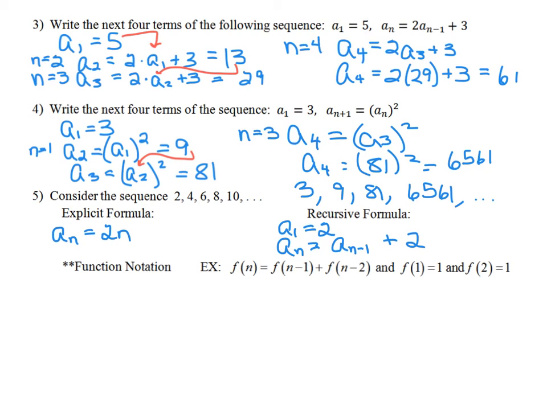For our last example, I want to show you that we can also use function notation to find sequences. So I've got f of n. f of n is going to stand for the nth term of the sequence. Now, f of n minus 1 just means the previous term, the one that comes right before the nth term. What does f of n minus 2 mean? It means the term that is 2 before the nth term.